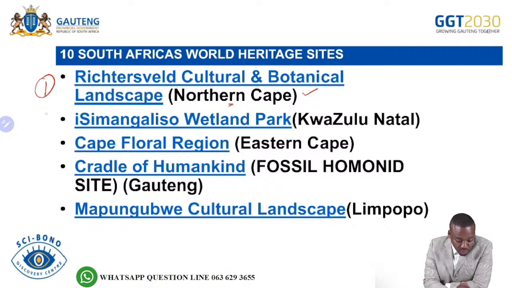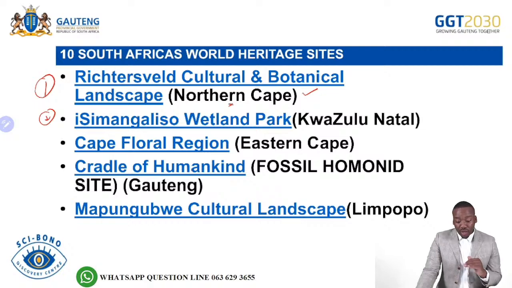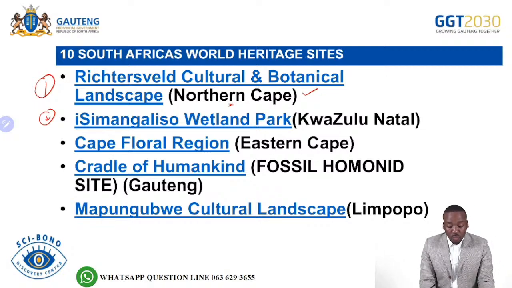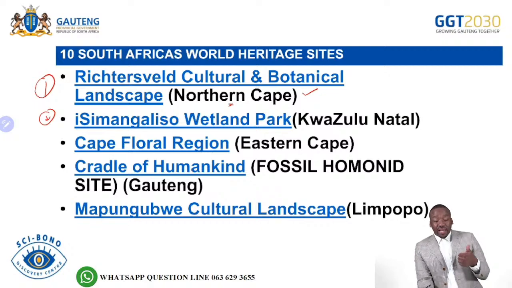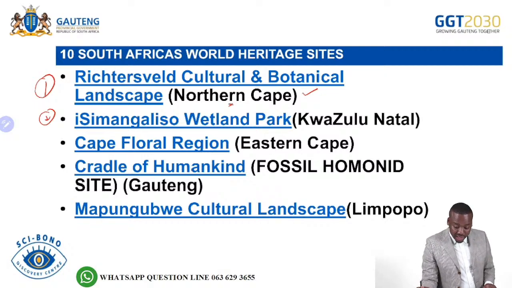The second one that we have here, we have Isimangaliso Wetland Park. You'll remember it was also there on your task, the task that we spoke about, the task that you wrote for term 2. Isimangaliso Wetland Park was also there. That is our second World Heritage Site that we have in South Africa.